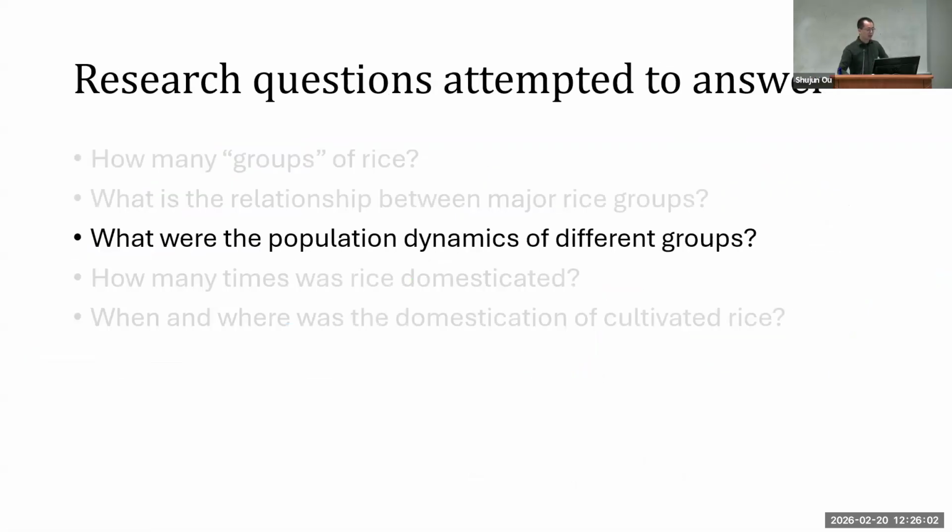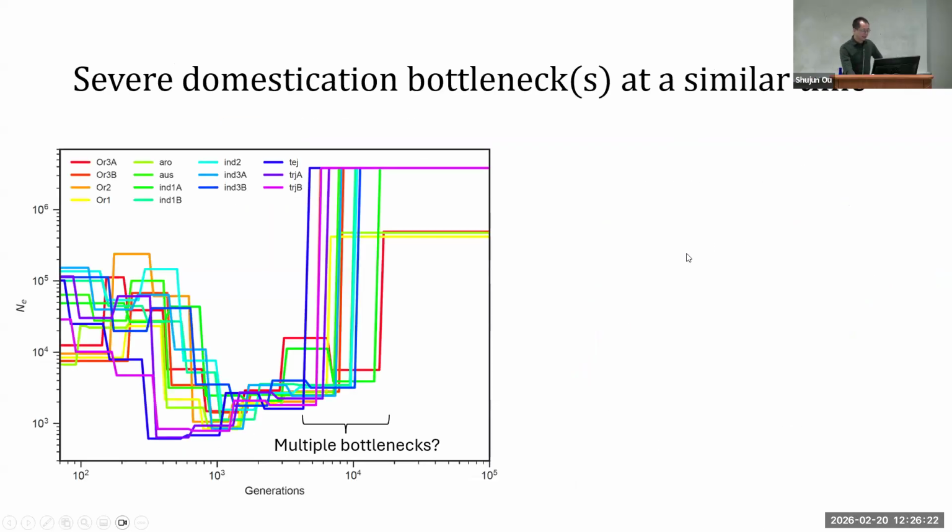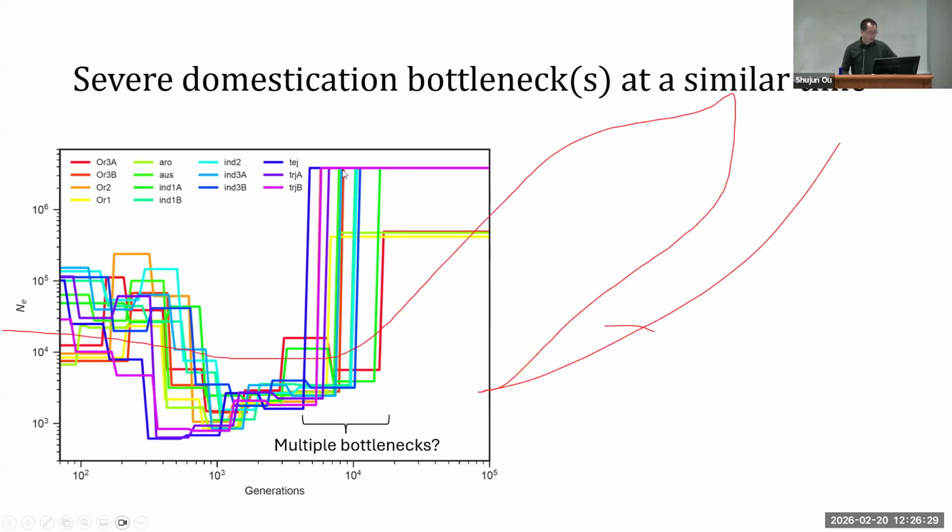So the second question I want to explore here is what were the population dynamics of different groups. And I talk about bottlenecks. So when you select individuals from your wild population to cultivate it, you reduce your genetic diversity, resulting in a bottleneck. And we construct the population size history using SMC++, for each of the subpopulations.